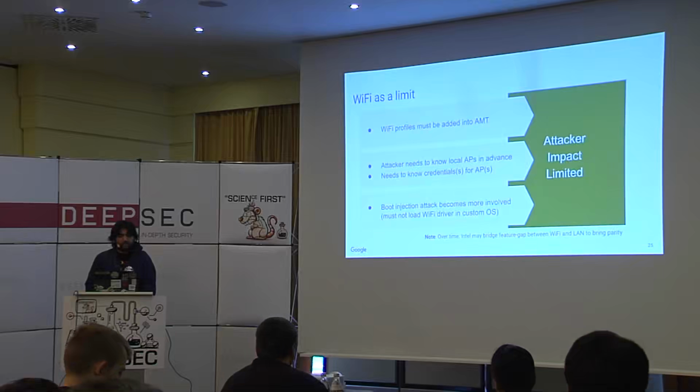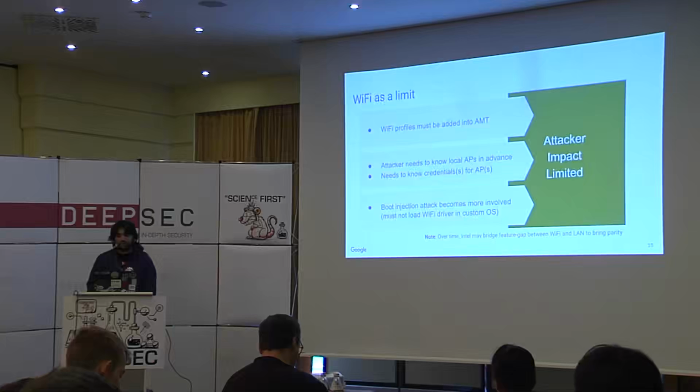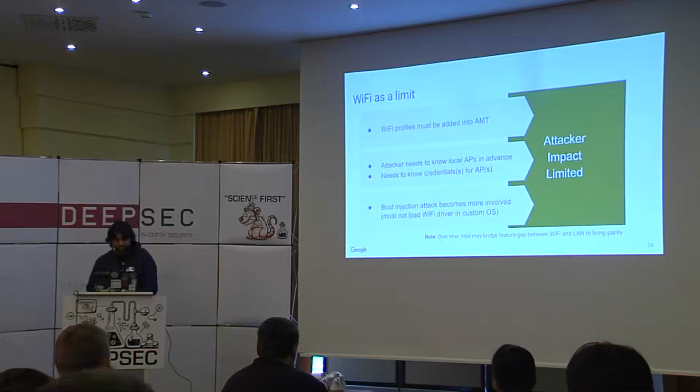Also, to use Wi-Fi, the profiles must be loaded into AMT. AMT supports up to 16 Wi-Fi profiles. So in this case, the attacker needs to know which of the local APs are likely to be available, and the attacker needs to know the credentials, passwords, or certificates, whatever's being used. So if you're surrounded by well-known APs wherever you work or at home, and the creds are well-known, then maybe this becomes more of a concern for you.